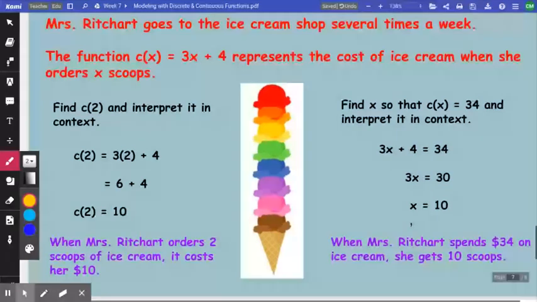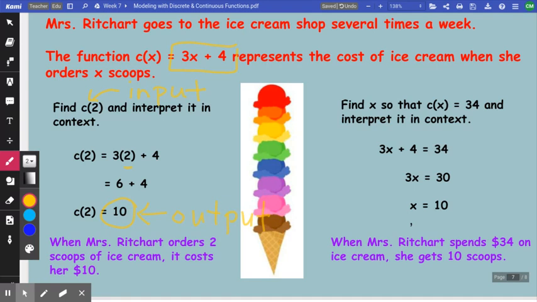And you'll notice when I say find c of 2, remember this 2 right here is my input. So that means I need to find the output. So we take our function, which is this, we put in 2 where the x is, and we calculate and we get 10. This 10 is my output when my input is 2. And then if I want to actually interpret that, that means when Mrs. Richard orders 2 scoops of ice cream, it costs her $10.